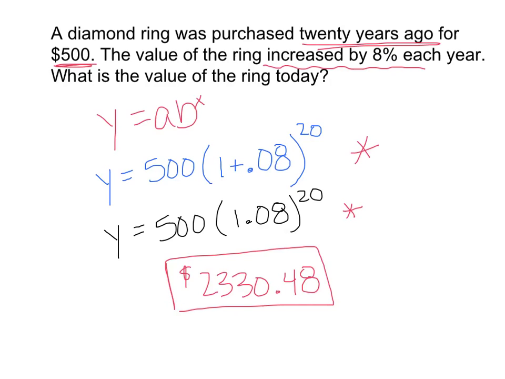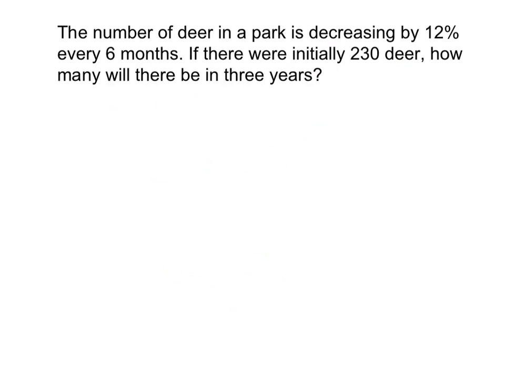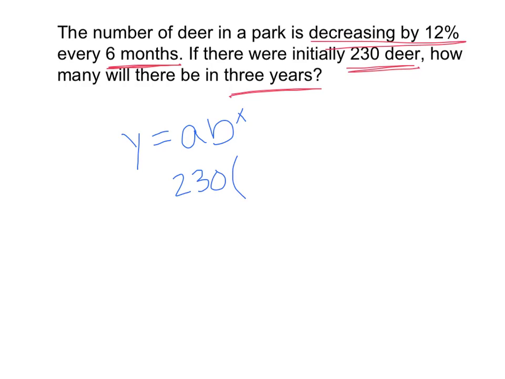So the number of deer in a park are decreasing by 12% every 6 months. There were initially 230 deer. How many will there be in 3 years? So let's go ahead and get ready to start plugging into our equation, y equals ab to the x. Initially, there were 230 deer, and it is decreasing by 12%. So we're starting with 100% of the deer, and we're taking away 12%. To the time. Well, this one's a little bit trickier. It decreases every 6 months.